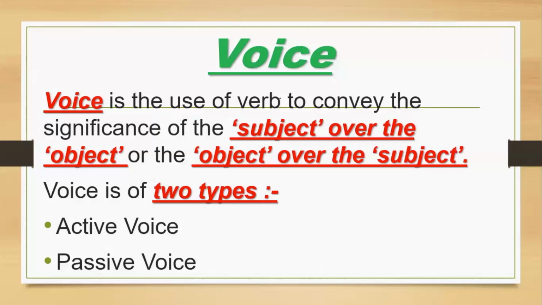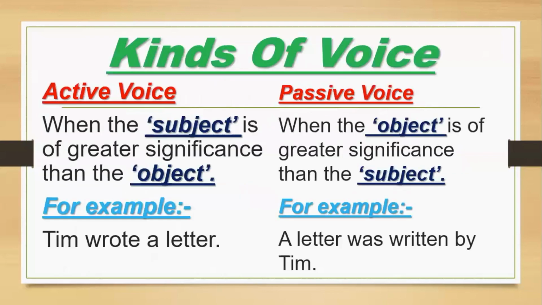Voice is of two types: active voice and passive voice. Kinds of voice. There are two kinds of voice: active voice and passive voice. What's active voice? When the subject is of greater significance than the object. Means if we want to tell that in a sentence subject has great importance than object, then we use active voice.